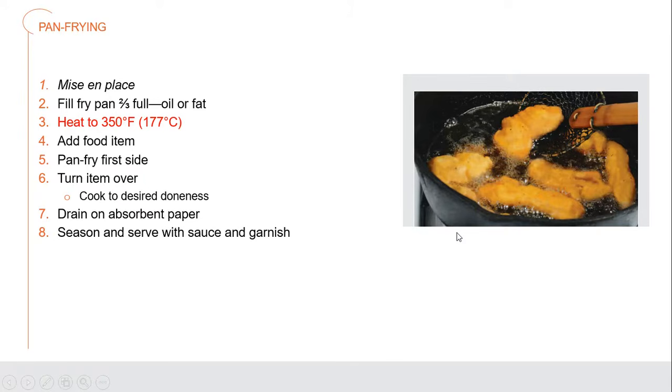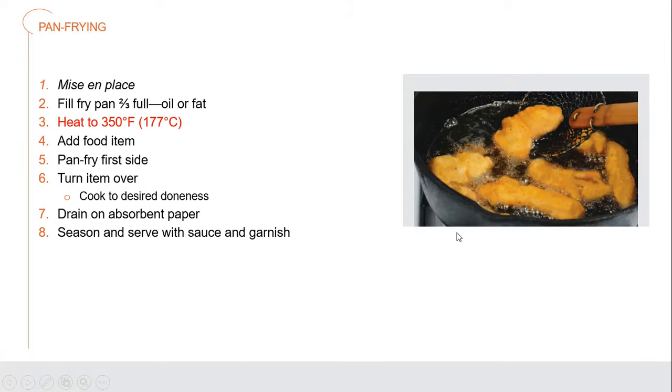So again, we're pulling together our mise en place. Mise en place is key to everything we do to be successful in the kitchen. We're going to fill that frying pan about 2/3 full. We never want to fill it up too high so that there's a possibility that things could splash over and create a fire or any kind of hazard like that. And we're using either oil or a fat to 2/3 fill our pan.